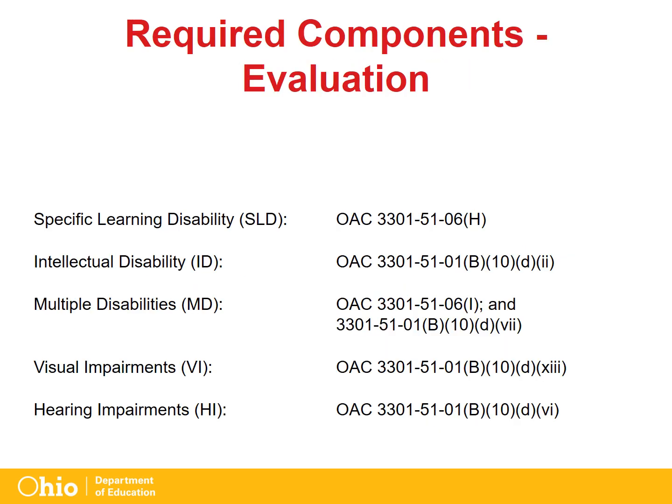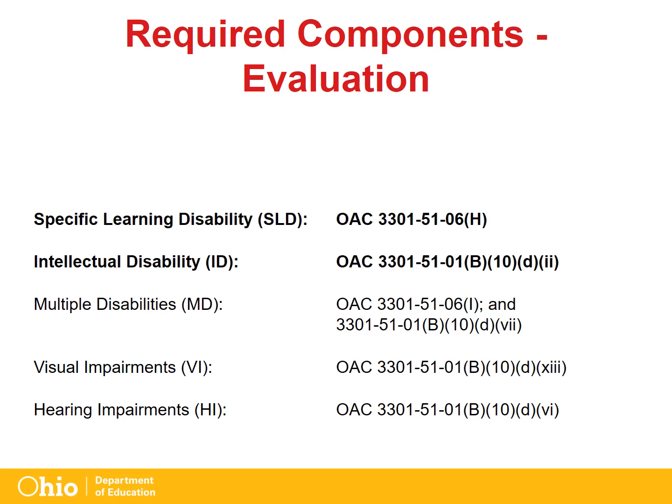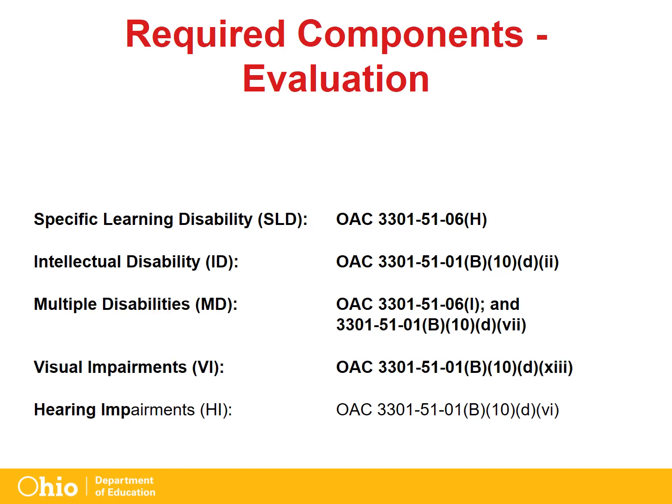5 disability categories have required assessment components as part of the evaluation process. They are specific learning disability, intellectual disability, multiple disabilities, visual impairments, and hearing impairments. As part of the planning process, the team should ensure it has documented the inclusion of all components on both the evaluation planning form and within the ETR. Please review the cited portions of the operating standards for more information regarding the required assessment components.